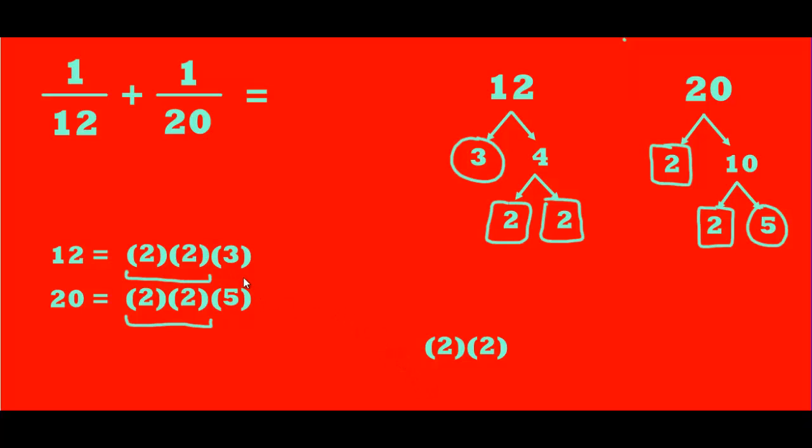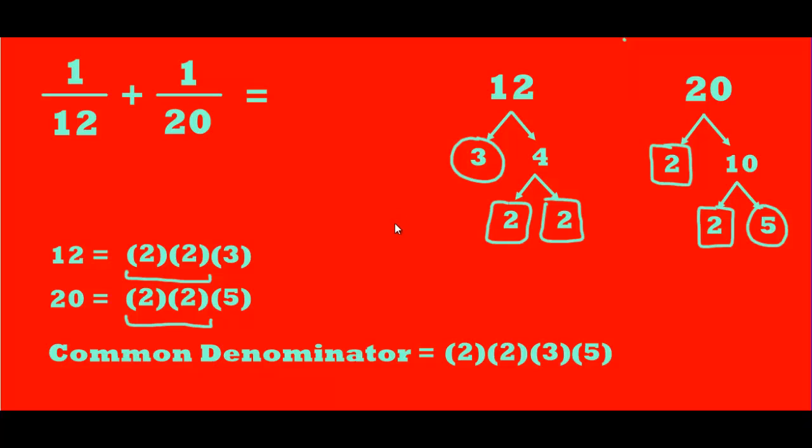I also notice that 12 has a factor of 3. It's not common with 20, so I'm going to take that factor of 3 and set it off to the side as well. Same thing with this factor of 5. 20 has it, but 12 doesn't. So I'm going to include it in our group. So our group right now has two factors of 2 because it was in common, a 3, which only the 12 had, and a 5, which only the 20 had.